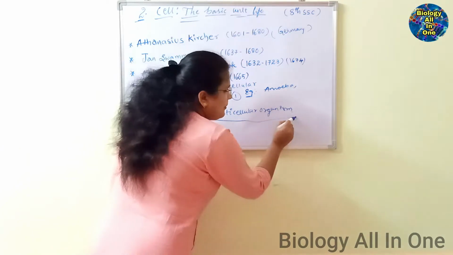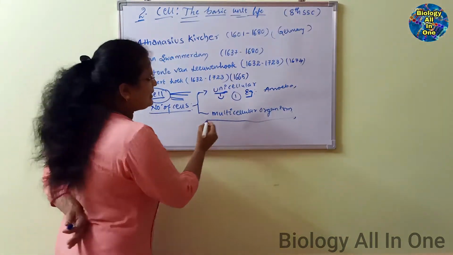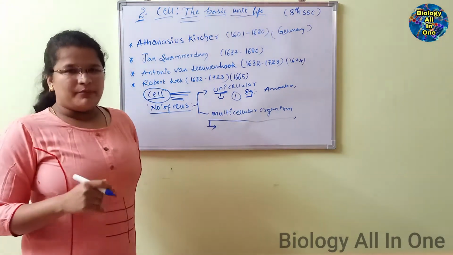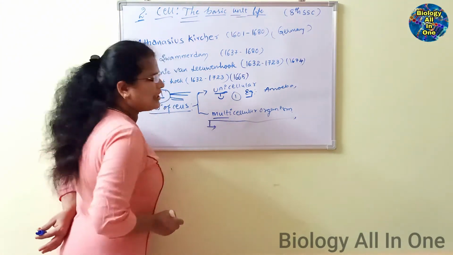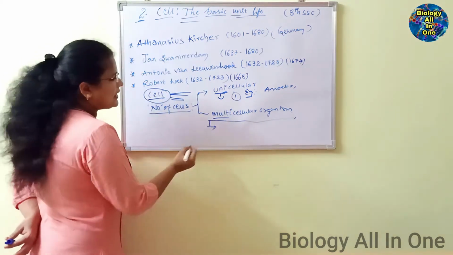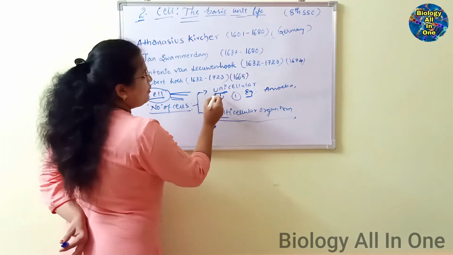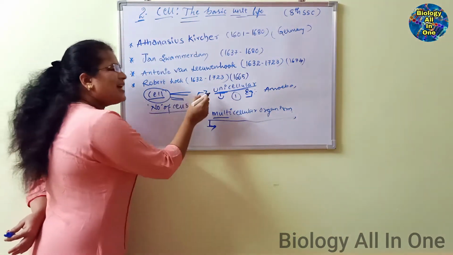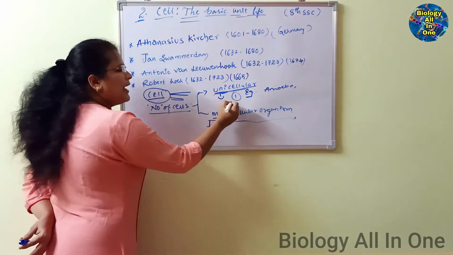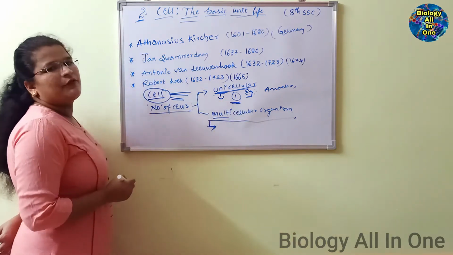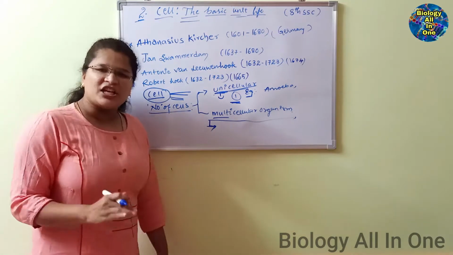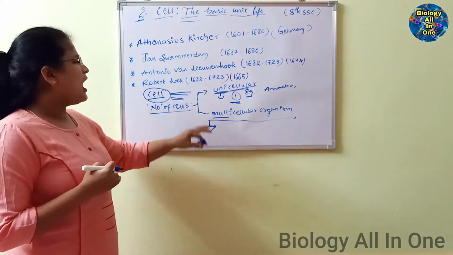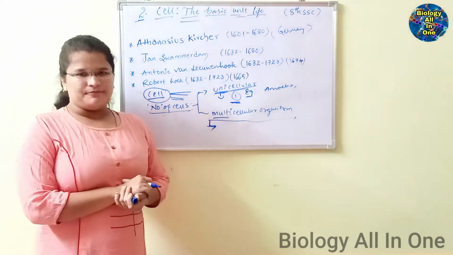Multicellular organisms have many cells. Means the organism is made up of many cells. How is it present? For example, in unicellular organisms, only a single cell performs all the functions like ingestion, digestion, excretion, and assimilation. All these are happening in only one cell.